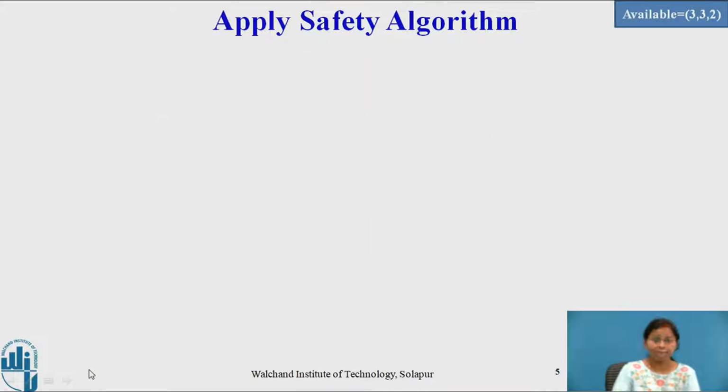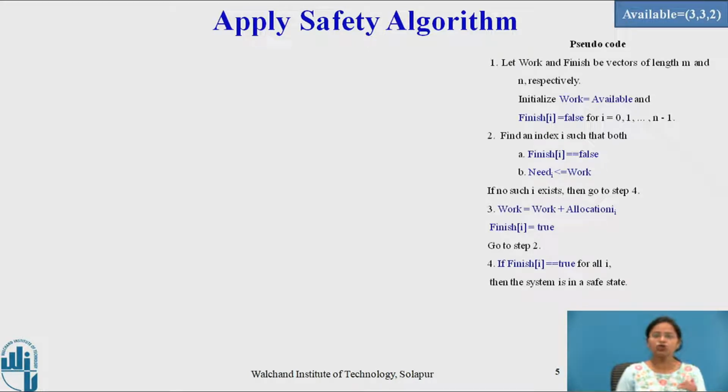Now we have to apply the safety algorithm. For the safety algorithm, first we have to consider the available matrix. Now the available matrix is A equal to 3, B equal to 3 and C equal to 2, meaning 3 instances of A, 3 instances of B, 2 instances of C are now available. We have a pseudocode for that algorithm where initially we have to consider 2 vectors, work and finish. Work will be initialized to available and all finish of i will be set to false. We have a need matrix.